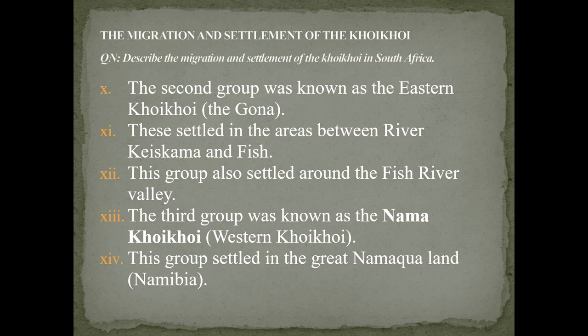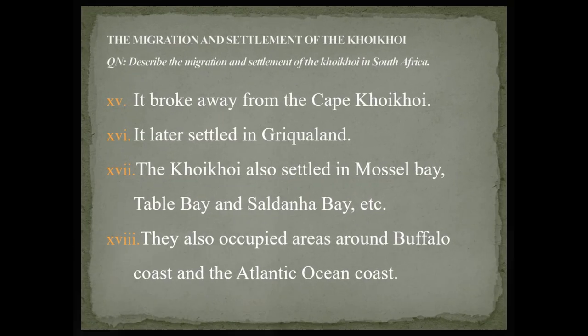The third group, the Western Khoikhoi, who are also known as the Nama Khoikhoi or the Namakwa, settled in the western part of southern Africa. That is why they are called the Western Khoikhoi. In the areas of Namibia, that is where they settled.